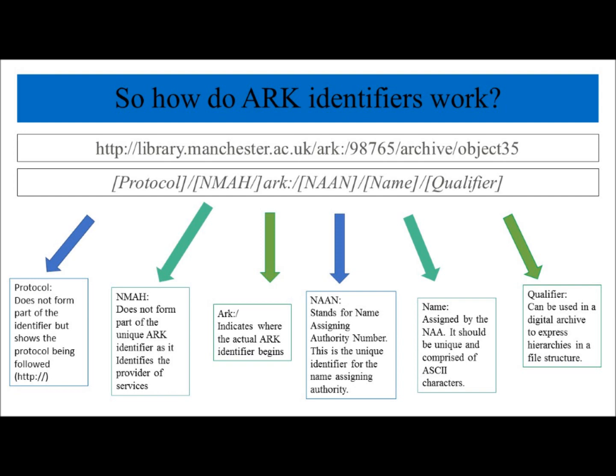Then we see the NAAN, or authority number. This is the unique identifier for the name assigning authority. Next is the name component that's assigned by the NAA. Finally is the qualifier that can be used in a digital archive to express the hierarchies in a file structure.